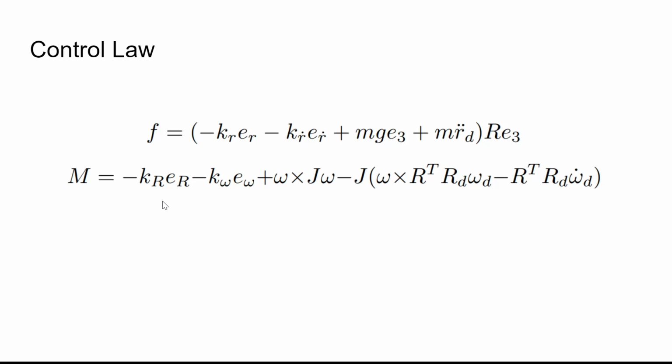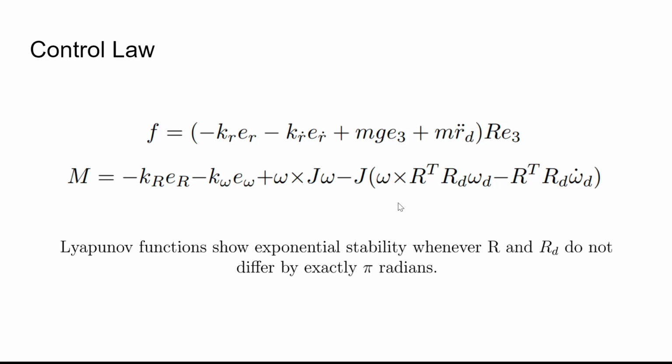Then the moment is found using a term that corrects for the error in attitude or orientation of the quadrotor, a term which corrects for its angular velocity, a term which compensates for the Coriolis effect, and a term which compensates for the angular acceleration of the trajectory itself. Again, complicated because we have to compensate for the Coriolis effect.